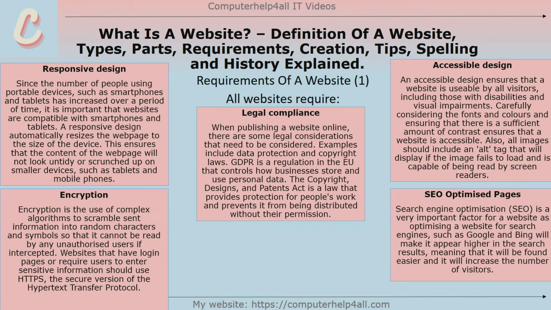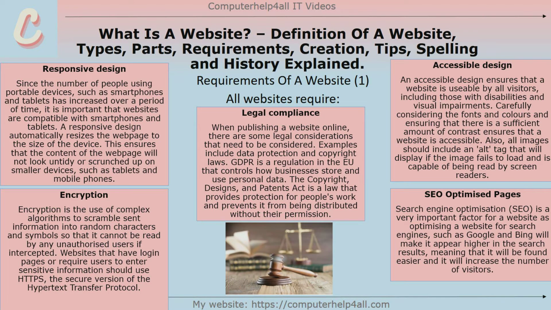Legal compliance. When publishing a website online, there are some legal considerations that need to be considered. Examples include data protection and copyright laws. GDPR is a regulation in the EU that controls how businesses store and use personal data. The Copyright, Designs, and Patents Act is a law that provides protection for people's work and prevents it from being distributed without their permission.